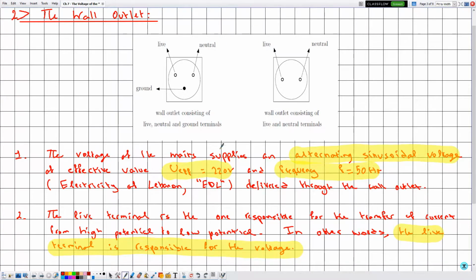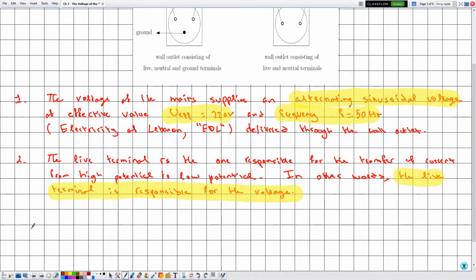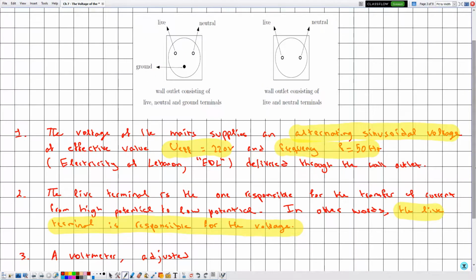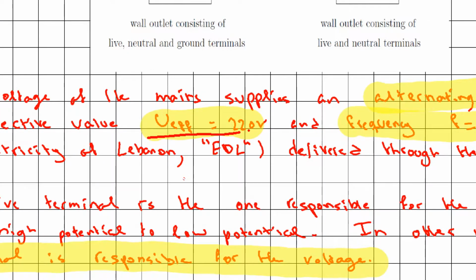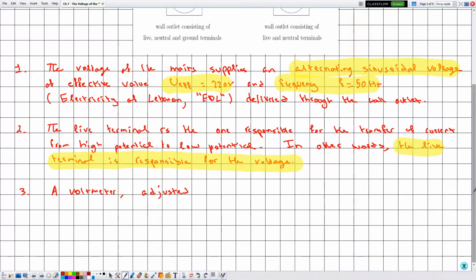Okay, and previously I have said that the effective voltage is given by 220 volts. Suppose we want to make sure that the voltage supplied from the mains is 220 volts. So how can one measure this voltage? Simply this is done by using a voltmeter. Using a voltmeter, one can measure the voltage across the outlet, and one can make sure that it's given by 220 volts. But first, the voltmeter must be adjusted on the AC mode.